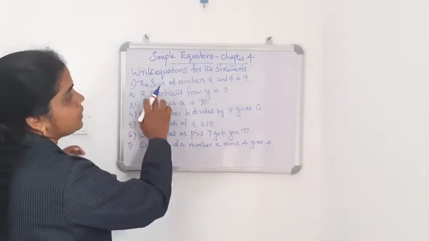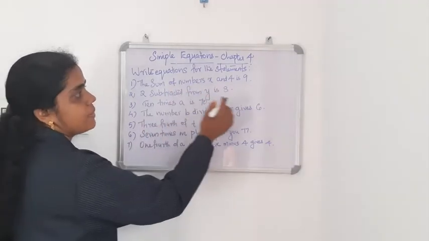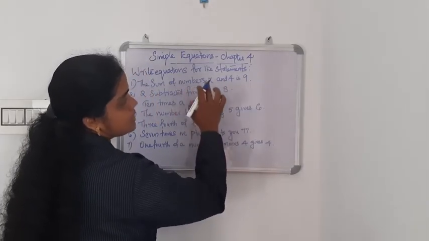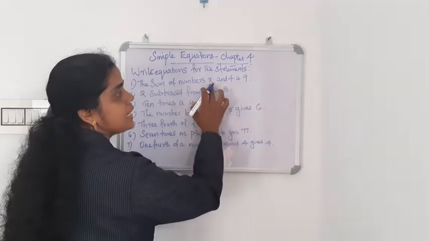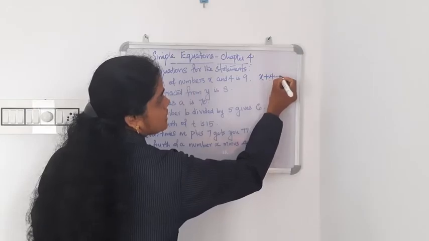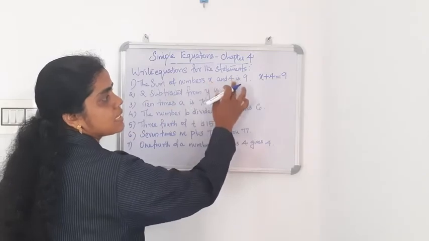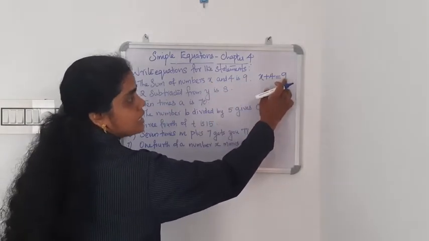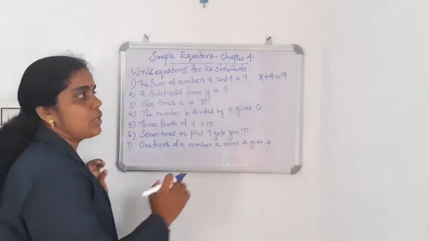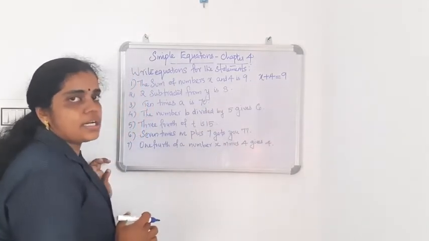Okay. So first question, the sum of numbers x and 4 is 9. Sum means all of you know how to write this as an equation. Sum means it is addition. What are the numbers here? X and 4 are the numbers. So x plus 4 is equal to 9. Is 9 means is equal to 9. If there is an equal to sign, that is known as equation. Equation means this x has a value. That already you studied in the 6th standard.